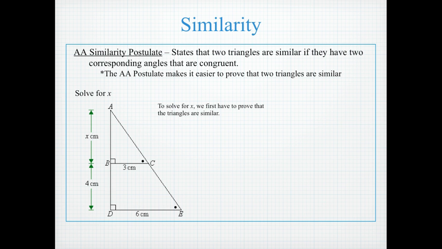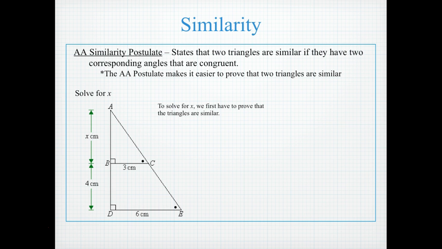So to solve for x, the first thing we have to do is prove that the two triangles are similar. So I'm looking at two different triangles here. I have a small triangle that's embedded inside of a larger triangle. The small triangle is triangle ABC, and the larger triangle is triangle ADE. Now, I already recognize that I have one pair of congruent angles in the 90-degree angle. So the 90-degree angles are congruent. That's angle ABC and angle ADE.